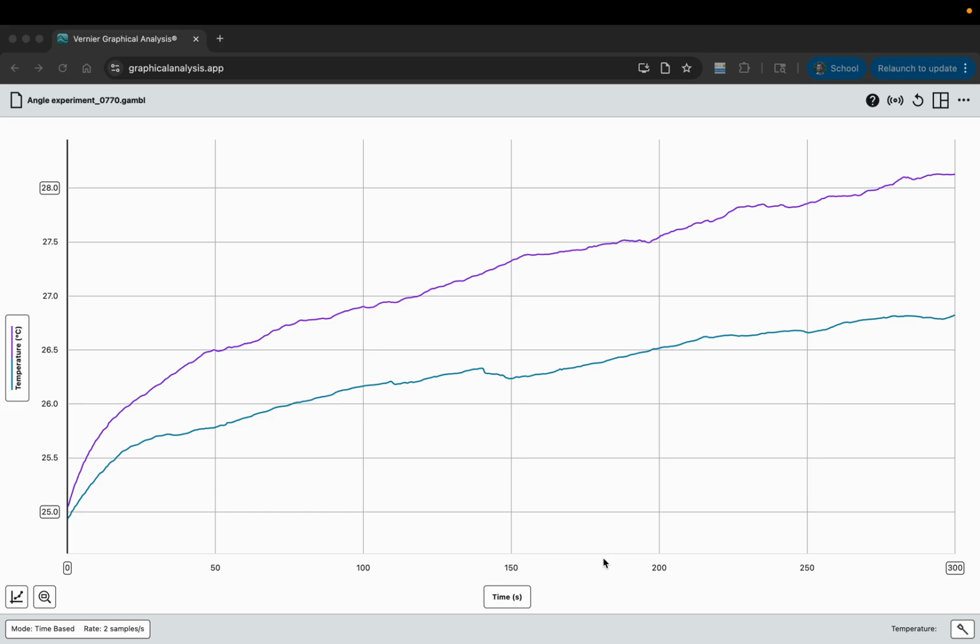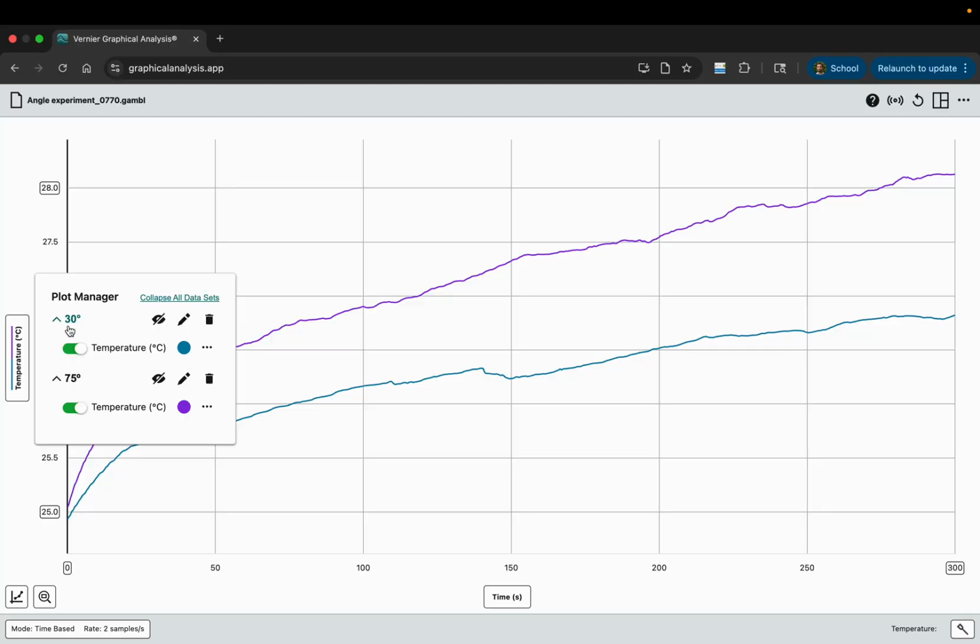In this video, I'm going to show you how to use graphical analysis to learn a little bit about a data set that you recorded with one of the Vernier probes. So here I have two lines from two different temperature probes. This group was looking at different angles, and if I click on the y-axis, you can see that the blue-green line is the 30-degree angle and the purple line is the 75-degree angle.